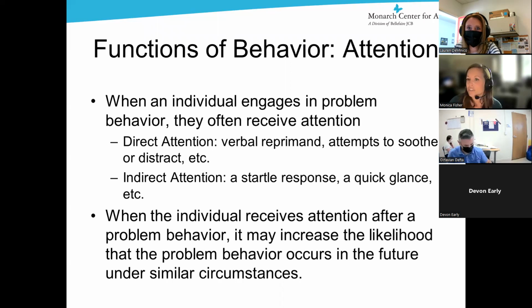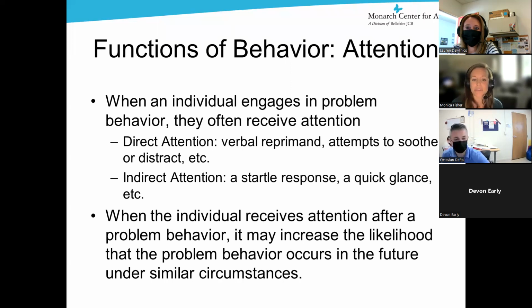So attention can be direct attention, right? It could be a verbal reprimand. It could be an attempt to soothe that child or distract that child. It could be indirect attention, such as a startle response or a quick glance. We've worked with students in the past that raise their fist. The staff kind of gives a startle response, and that can be very reinforcing to a student.